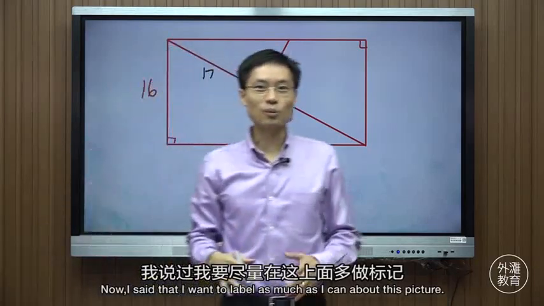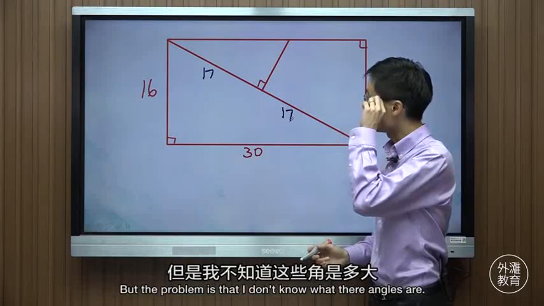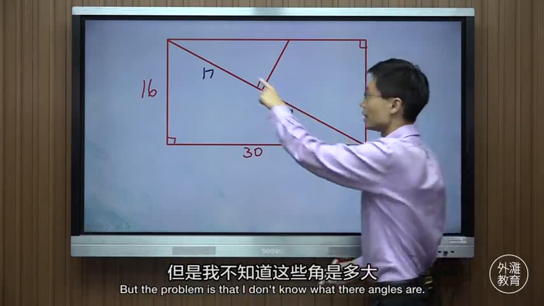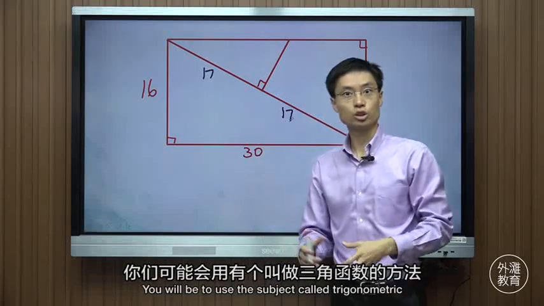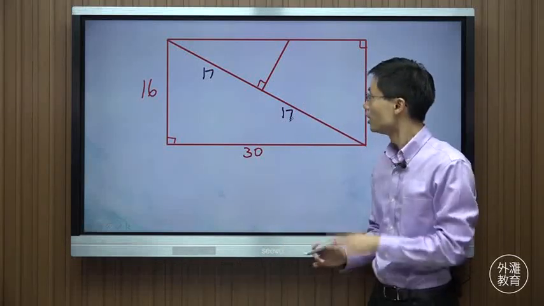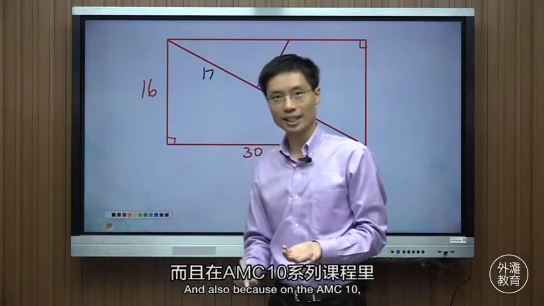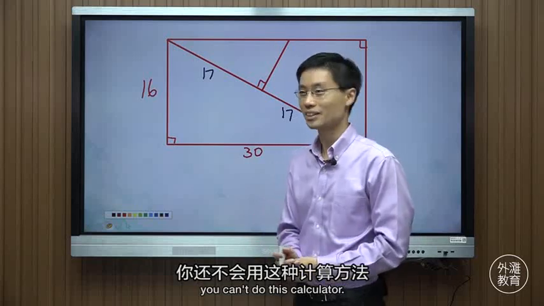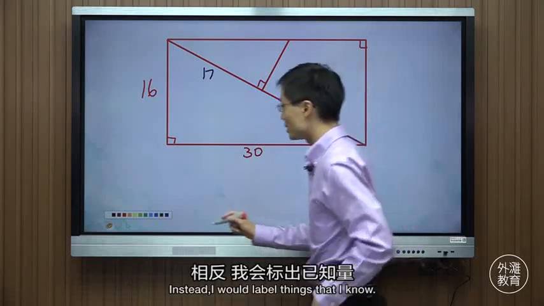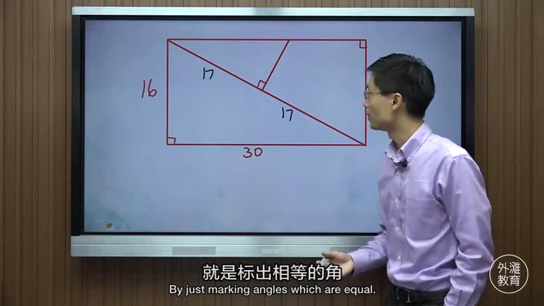Now, I said I want to label as much as I can about this picture. But the problem is that I don't know what these angles are. You would need to use a subject called trigonometry to do that, with sines and cosines and tangents. I don't want to do that because my numbers would get messy, and also because on the AMC10 you can't use a calculator. Instead, I want to label things that I know by just marking angles which are equal.